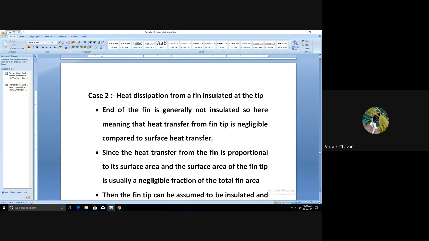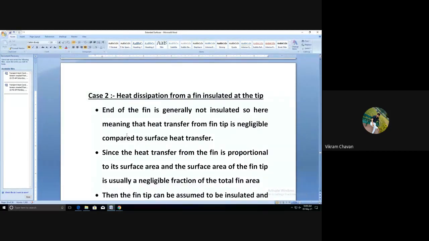But don't go word by word here. The meaning of fin insulation is this: we know the thickness of a fin is very small compared to its other dimensions. So the area available for heat transfer at the tip of the fin is very small compared to the overall surface area available for heat transfer over the entire fin.